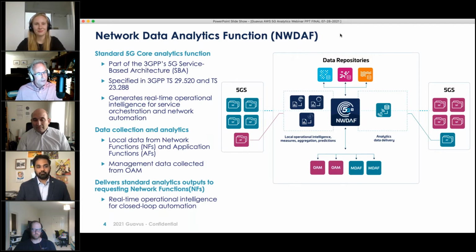So this is one of the things that's different about 5G. I think there's a recognition that analytics is so critical to the operation of the network that they want to standardize how analytics is going to function in 5G. And Andrew's going to talk about that a little bit more.